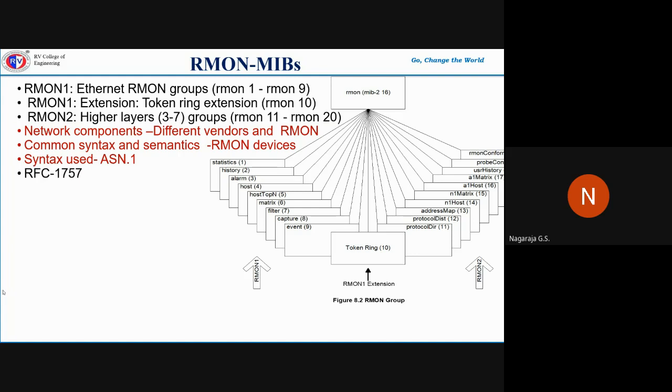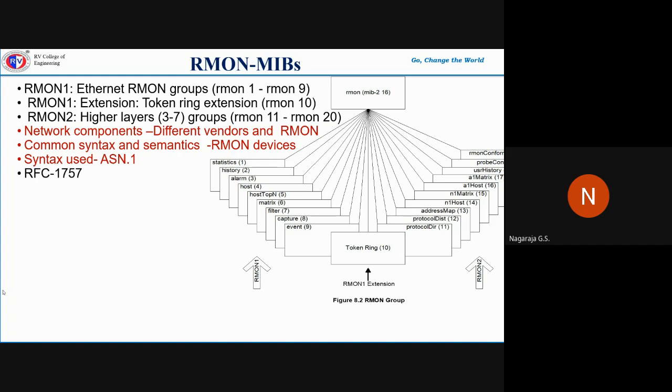The first one is the Ethernet RMON groups. The ID for that is RMON 1.2. There are 9 groups, starting from statistics 1, history 2, alarm 3, hosts 4, host top N 5. That is the ID I am talking about. Matrix is 6, filter is 7, capture is 8, and event is 9. When we ask you a question to identify the different Ethernet RMON groups of the RMON protocol, you are supposed to write only these 9 and explain them.